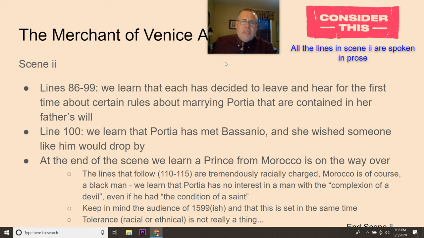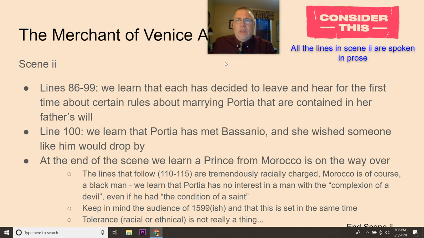At the very end of scene two, and you know what I think, for late 20th century, 21st century readers or watchers of the play, there's a very challenging end to Act One, Scene Two for us, but not necessarily so for folks of the Renaissance, because what we learn at the end of the scene is that a prince from Morocco is on his way to Belmont.